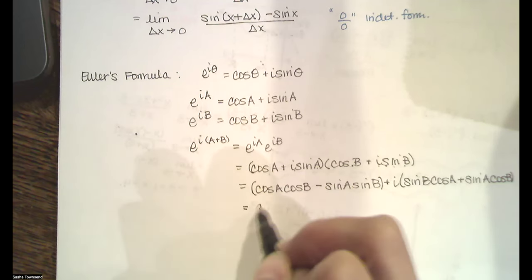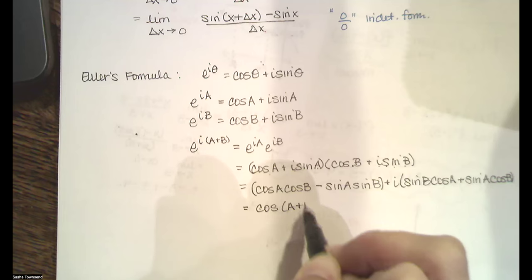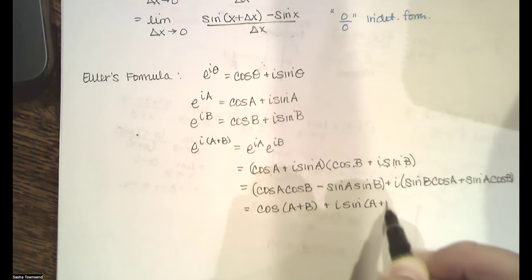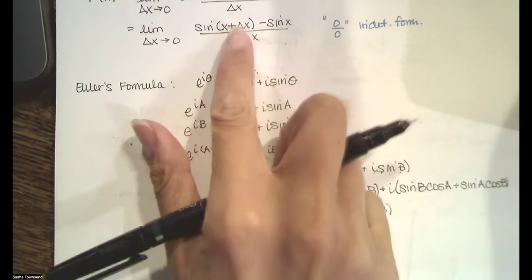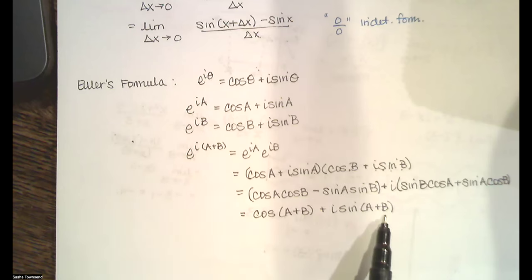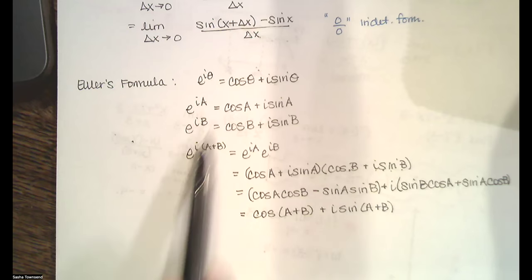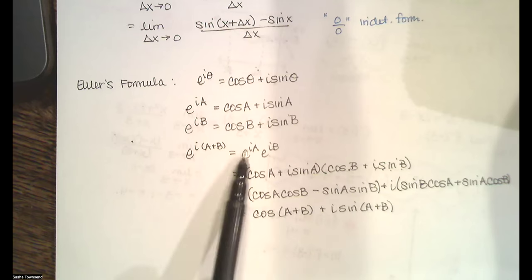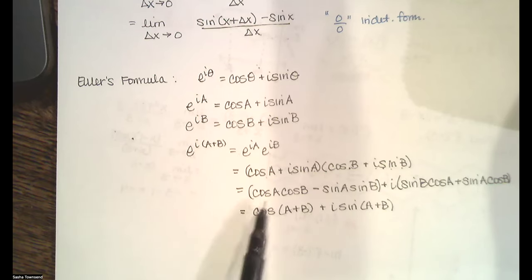So this is equal to cosine of the quantity a plus b plus i times sine of the quantity a plus b. So when I see this sine of x plus delta x, I'm thinking I really need the formula of sine of a plus b in terms of sine of a and sine of b and cosine of a and cosine of b. I don't actually know that formula, but I remember this identity, and I know that this identity will allow me to find that quantity by just using exponent properties and making some substitution.